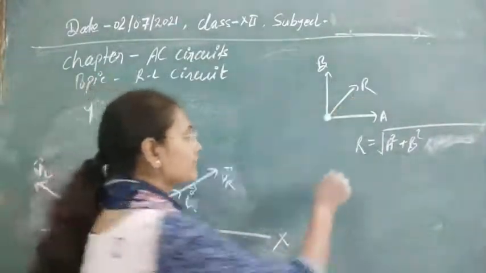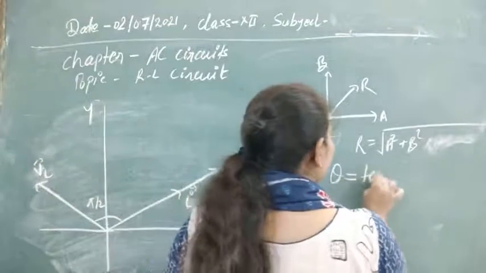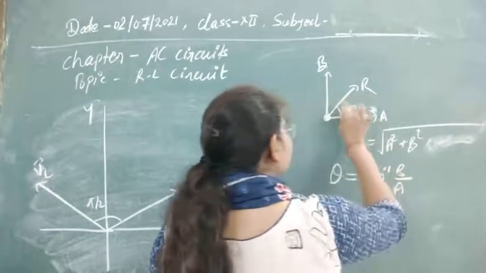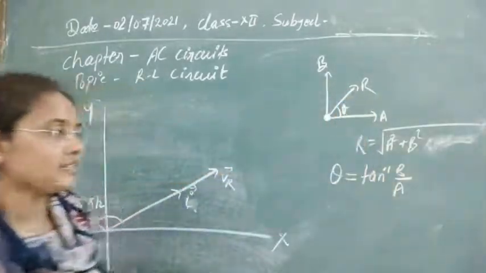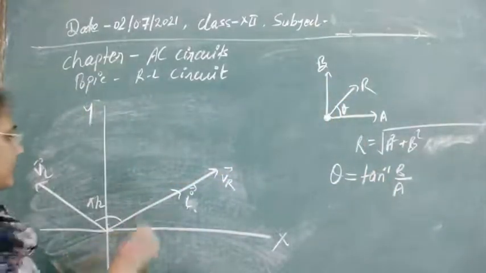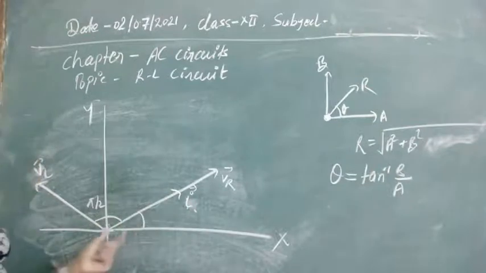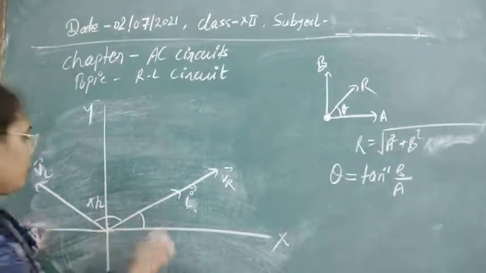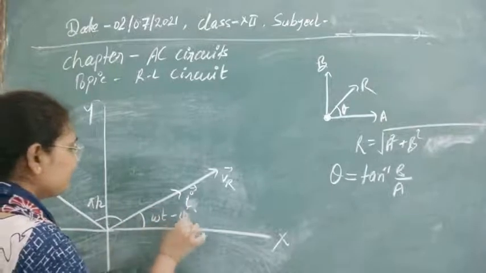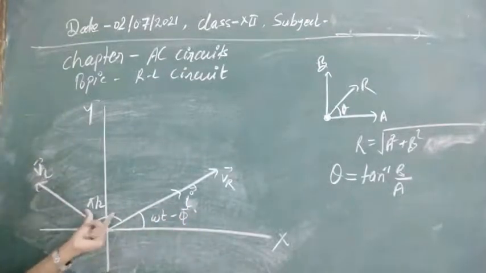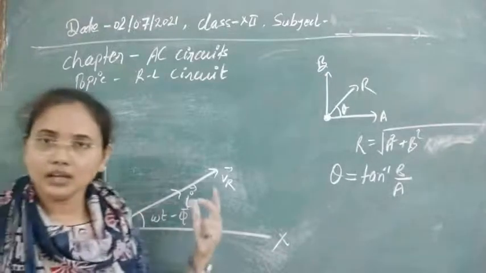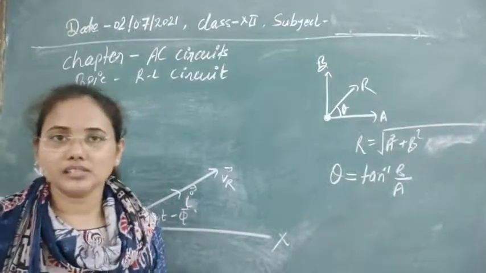So direction is given by theta is equal to tan inverse B by A. If this is the theta angle through which we are seeing the direction, and suppose this is the omega t minus phi angle, then the whole angle you can define as omega t minus phi, and this is pi by 2. So finally this is the phase angle between the two vectors for the inductive resistive circuit.